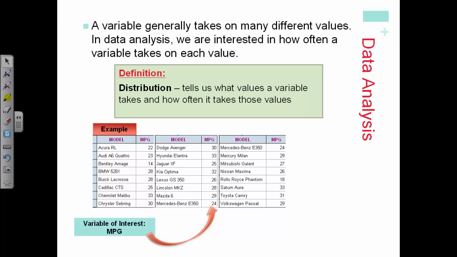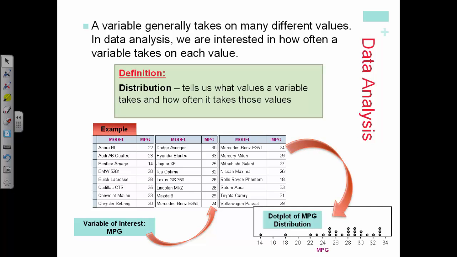Here's an example. Our variable of interest is miles per gallon. And here's a dot plot of the miles per gallon distribution. Notice a few things. First of all, on the dot plot, we notice that we have the first value at 14 and ending a little bit beyond the value at 33. Over here, 34 is the last value on the dot plot. Also notice that we have a label on the dot plot.